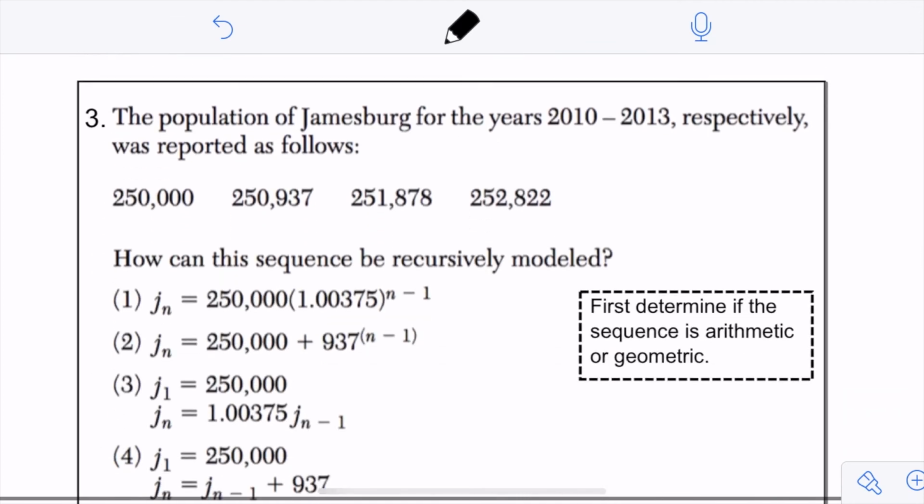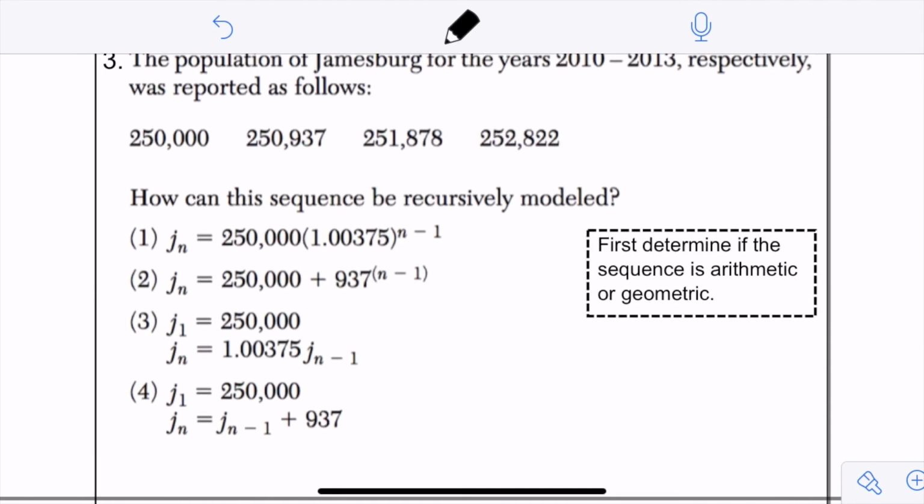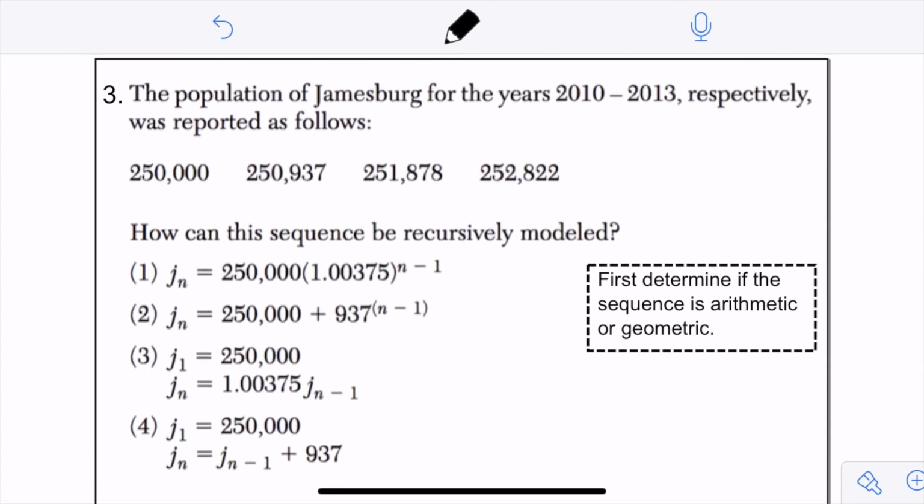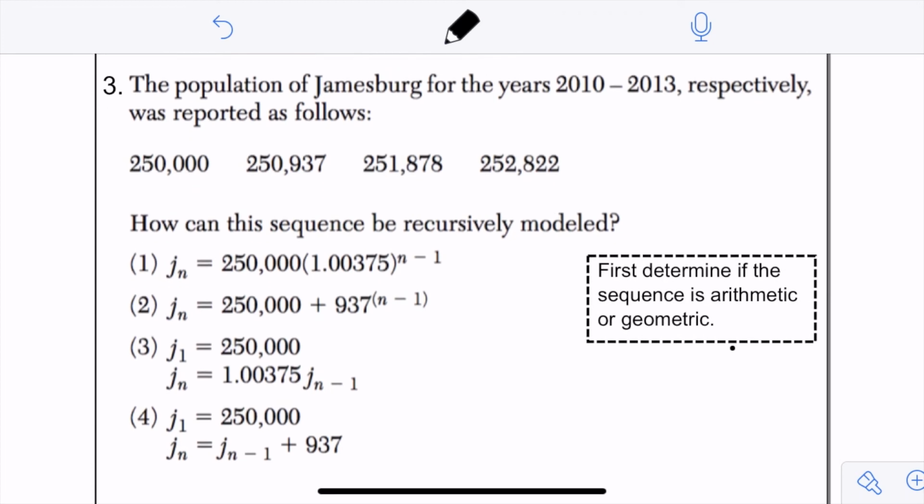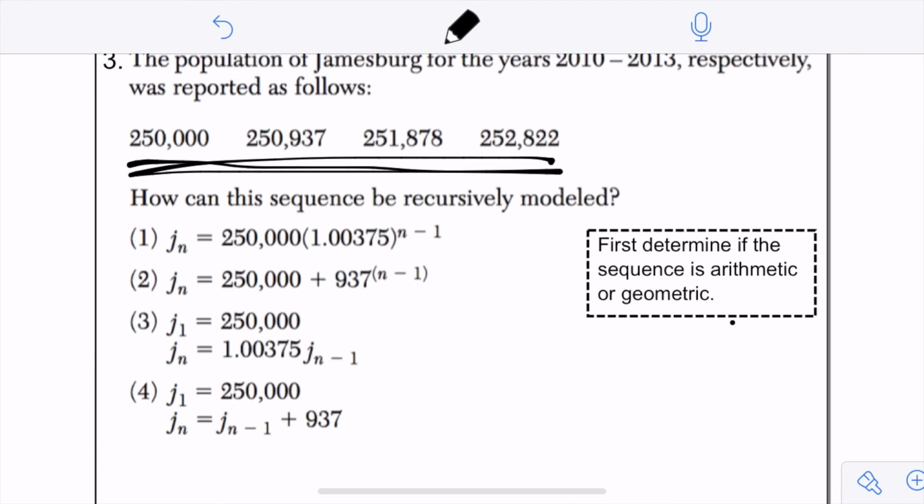Okay, moving on to one more you try question. I want you guys to pause the video here and try your best to answer this on your own. Okay, so this question says the population of Jamesburg for the years 2010 to 2013 respectively were reported as follows. So this is the sequence that we're really working with here. Okay, they then ask us how this sequence can be recursively modeled.